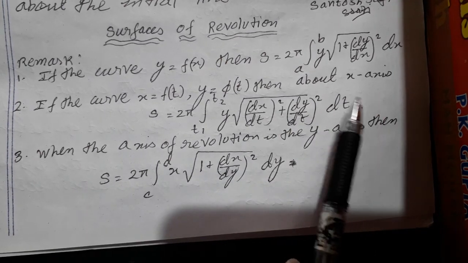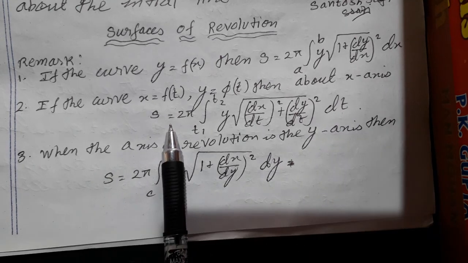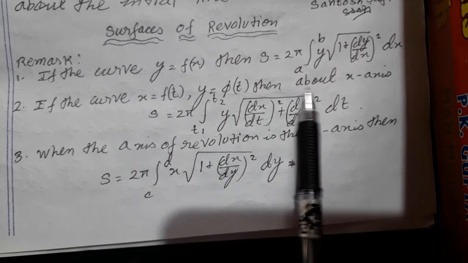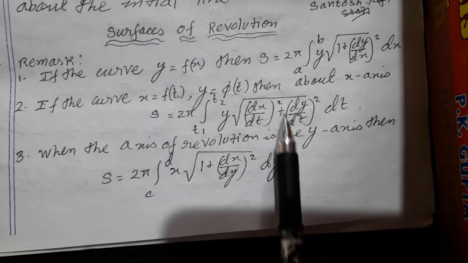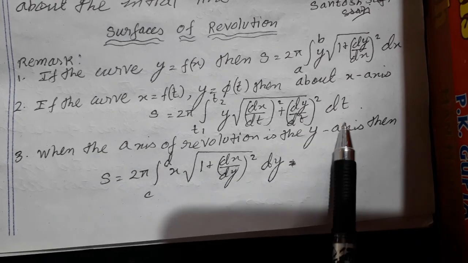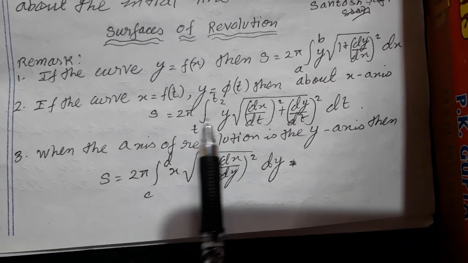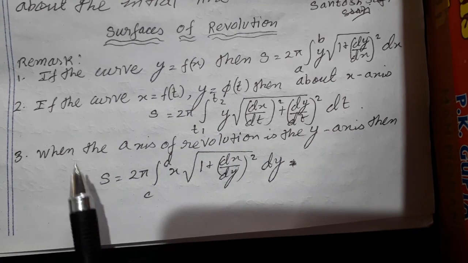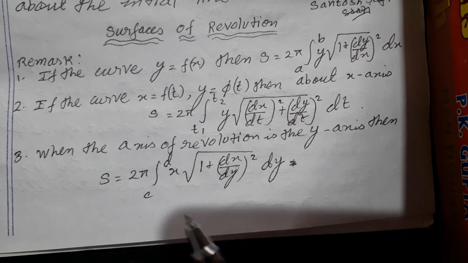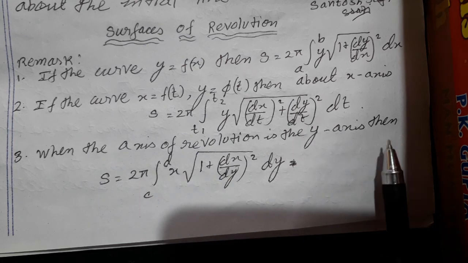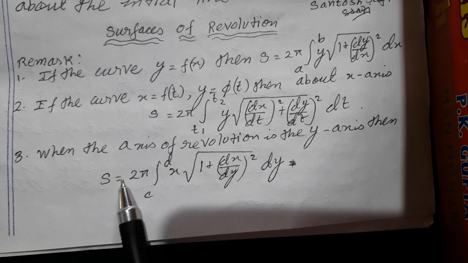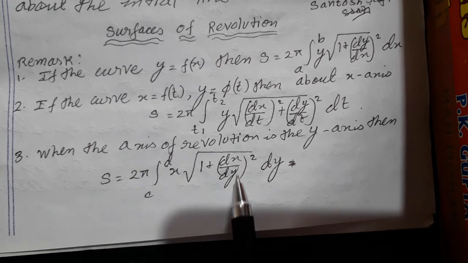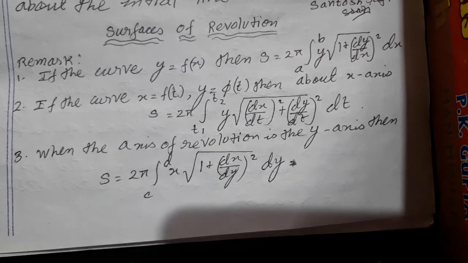But if it is rotating about the y-axis, then this will be 2 pi integration t1 to t2 x square root of (dx by dt)^2 plus (dy by dt)^2 dt. So here, y will be changed to x when it is rotating about the y-axis. Now suppose the curve is y equal to f(x) only, but we are rotating about the y-axis. Then the formula changes to s equal to 2 pi integration c to d x square root of 1 plus (dx by dy)^2 dy.